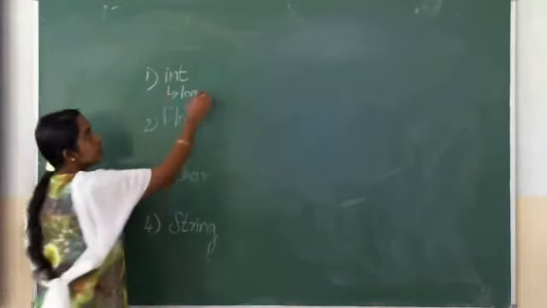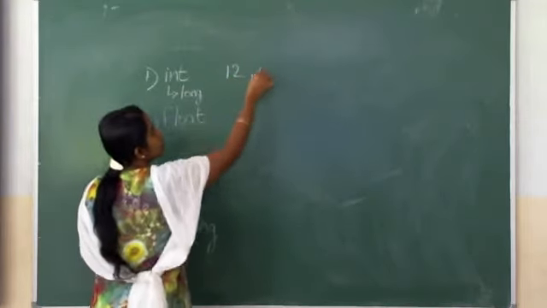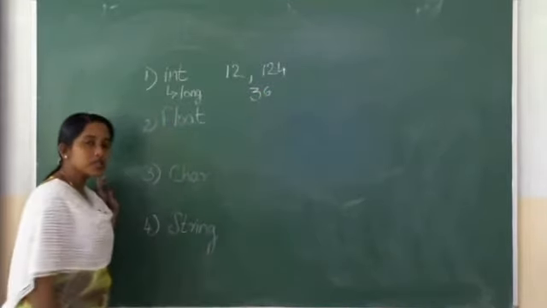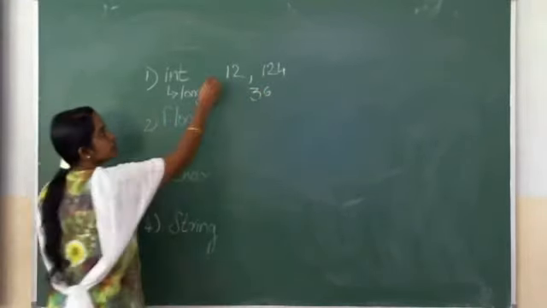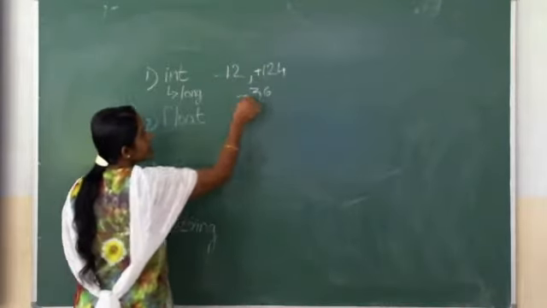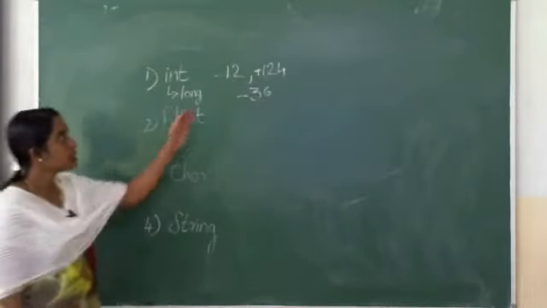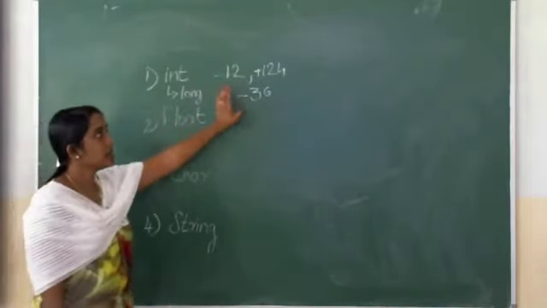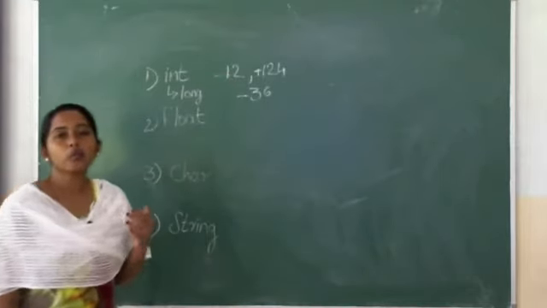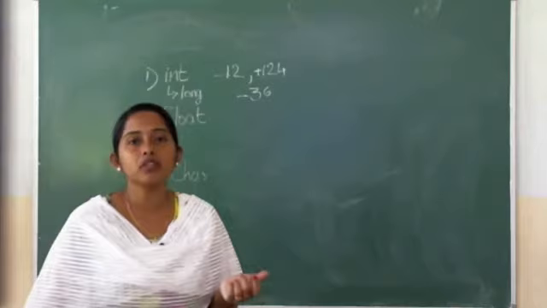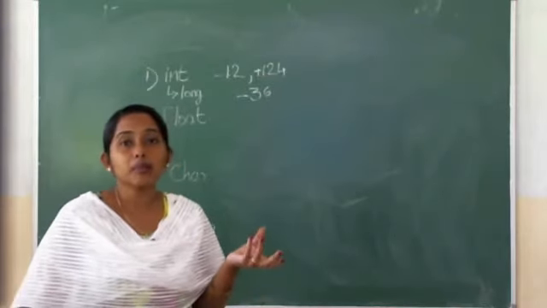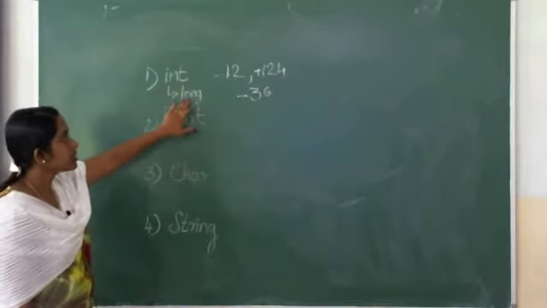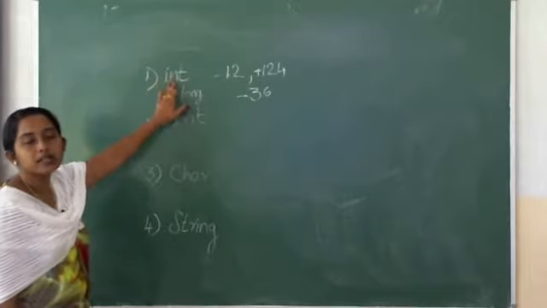For example 12, 124, 36, either positive or negative, both you can use. These are all examples of the int data type, and we can use these data for arithmetical operations such as addition, subtraction, division, multiplication, and finding the remainder also. Okay, int data type. And the next, long, comes under this category, the int data type.